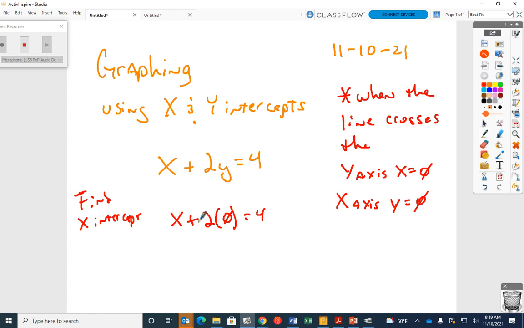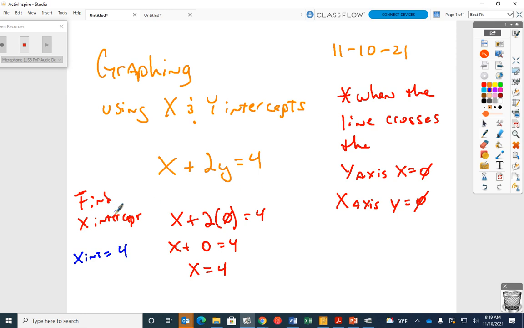So x plus 2 times 0. What's 2 times 0? 0. So this is basically x plus 0 equals 4. Well, what does that mean? x equals 4. So I have found my x-intercept. Do you understand what we did there? My x-intercept equals 4.